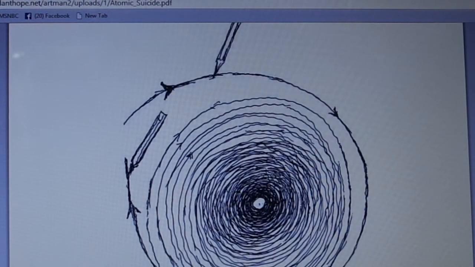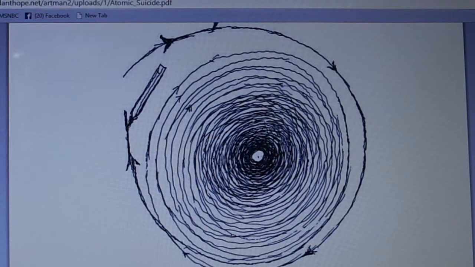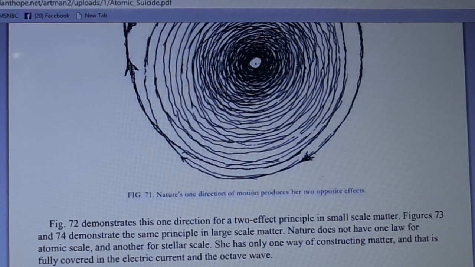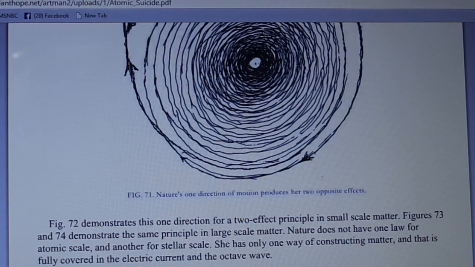And here's a drawing such as he was speaking of there. Figure 72 demonstrates this one direction for a two-effect principle in small-scale matter. Figures 73 and 74 demonstrate the same principle in large-scale matter. Nature does not have one law for atomic scale and another for stellar scale. She has only one way of constructing matter, and that is fully covered in the electric current and the octave wave.